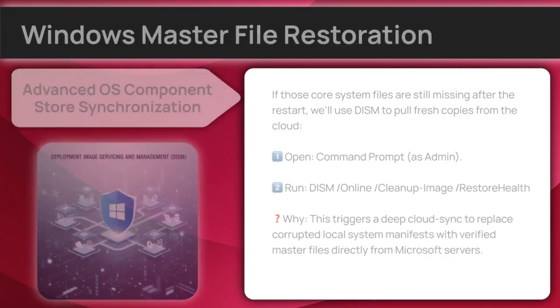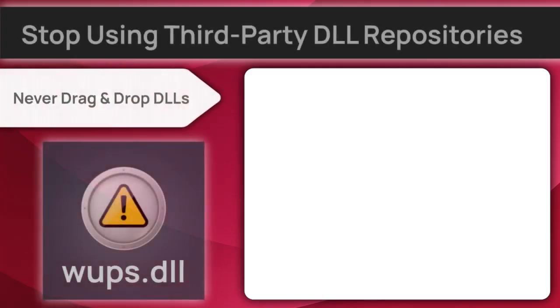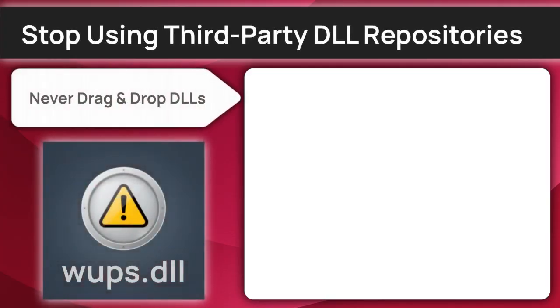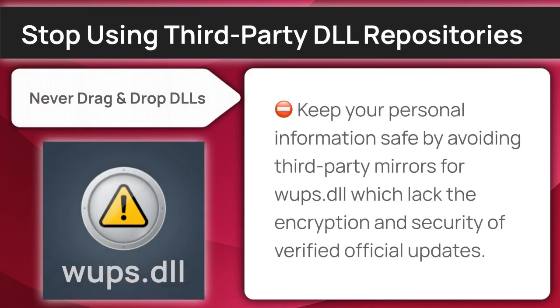From a systems engineering perspective, there is one major security pitfall I need to help you avoid. It is important to avoid manual installation of the Windows Update Provisioning Service DLL if you are not a technical expert. One wrong move in your system directory can prevent your computer from booting entirely and result in data loss.